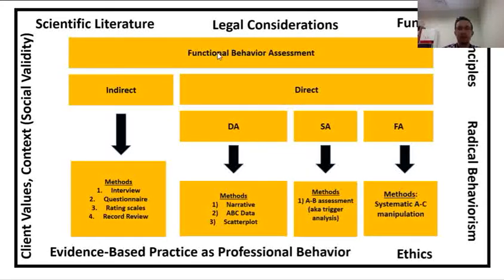Now, functional behavior assessment consists of indirect assessment and direct assessment. During indirect assessment, you use the following methods: interview, questionnaire, rating scales, record review, in order to identify and characterize the challenging behavior in the context where it occurs, to start to get information about what happens before the behavior occurs, what happens after the behavior occurs, when the behavior tends to occur, with who. So notice that this is very much the beginning of starting to identify antecedents and consequences that control the behavior.